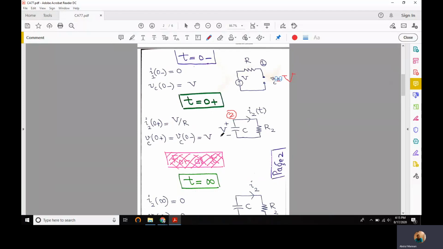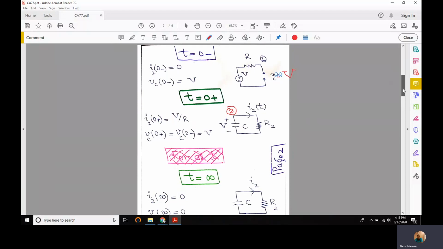So Vc of 0 plus and Vc of 0 minus are the same because the voltage drop across a capacitor cannot change all of a sudden. Therefore, it remains the same, equal to V, Vc at 0 minus. So Vc at 0 plus is the same as it was at 0 minus, that is capital V, equal to the supply voltage.